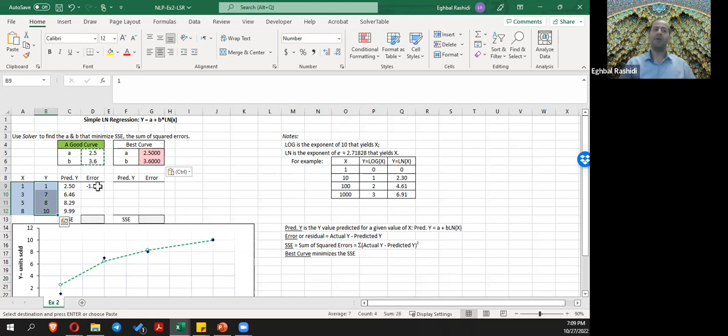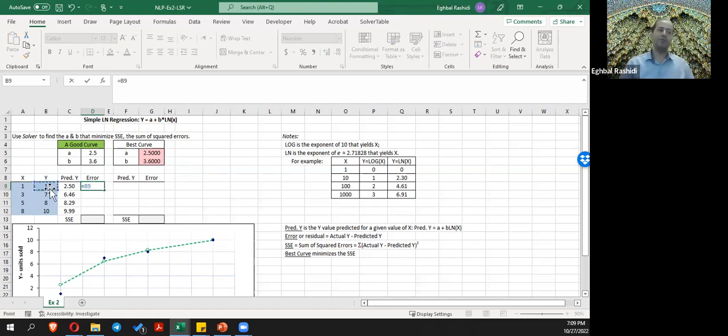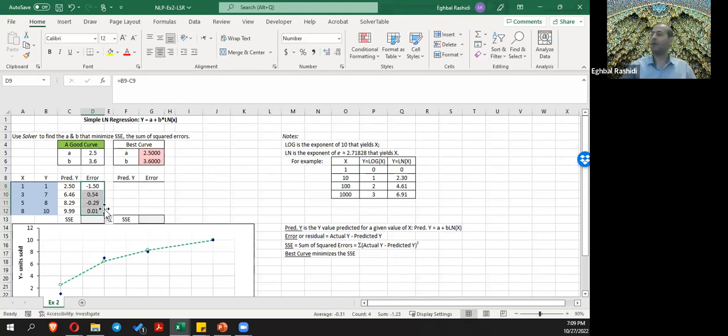So we can find the error here. The error is going to be the actual value minus the prediction. Okay, so it's equal to the actual value minus our prediction. I'm going to drag this down. That's going to be the errors for these. Okay, but these are not what we are looking for. What we are looking for is the sum of squared errors. That is what it is.